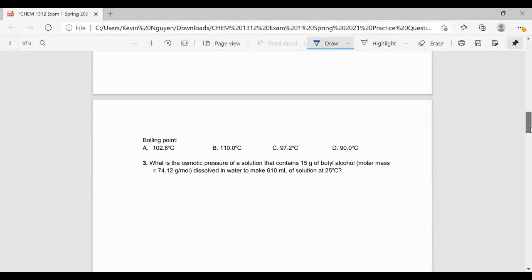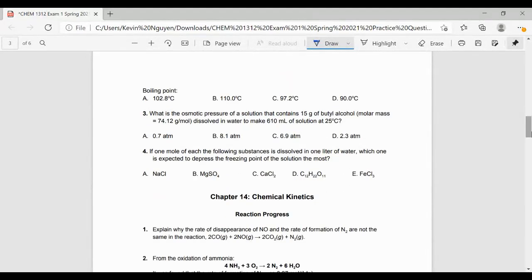What is the osmotic pressure of a solution that contains 15 grams of butyl alcohol dissolved in water to make 610 milliliters of solution? Okay, so we're told here that we're looking for osmotic pressure, so that's only one formula that we can use, the osmotic pressure formula.